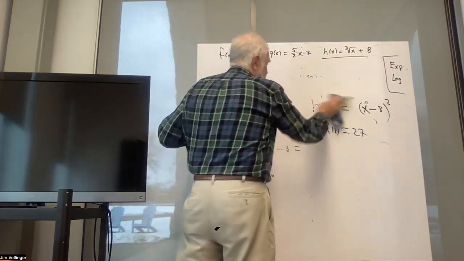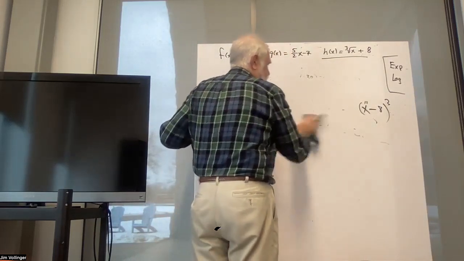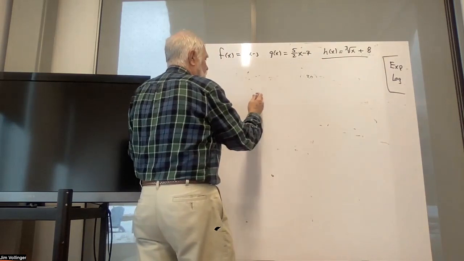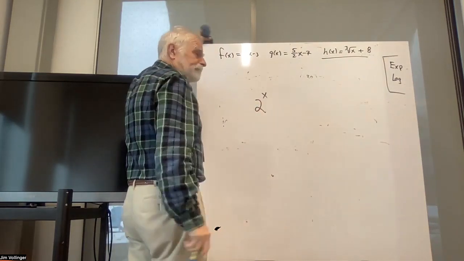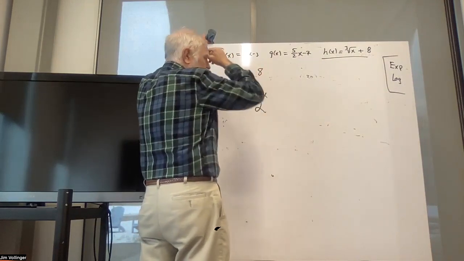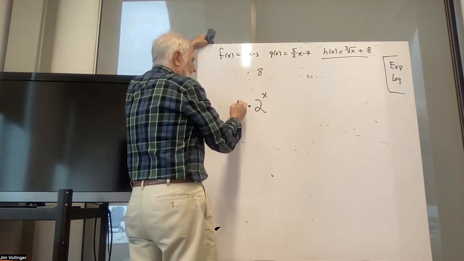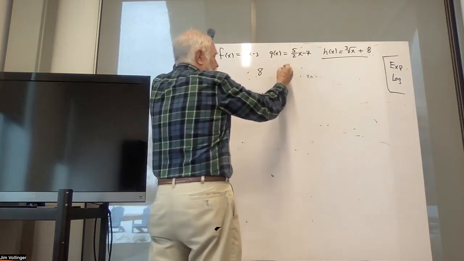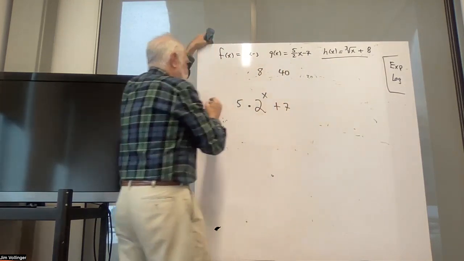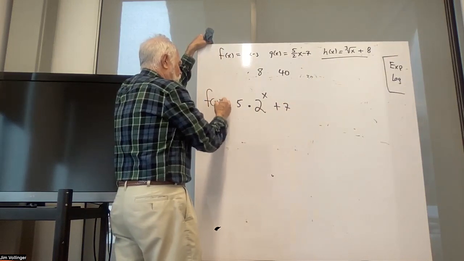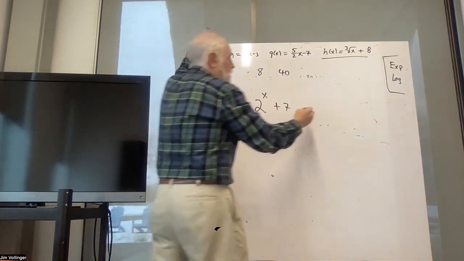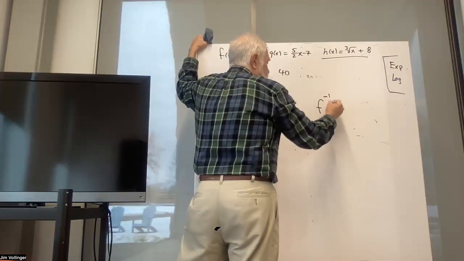Because exponential functions are of the variety 2 to the x. So let's put a 3 in here. That gets us 8. Let's multiply 8 by 5. That gets us 40. Let's add 7 to that, and let's make that our new function. Let's call it f of x: 5 times 2 to the x plus 7. And we want the inverse.